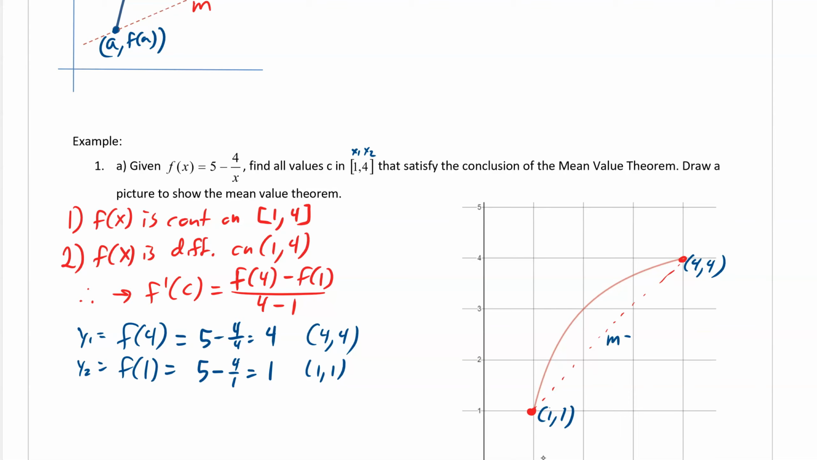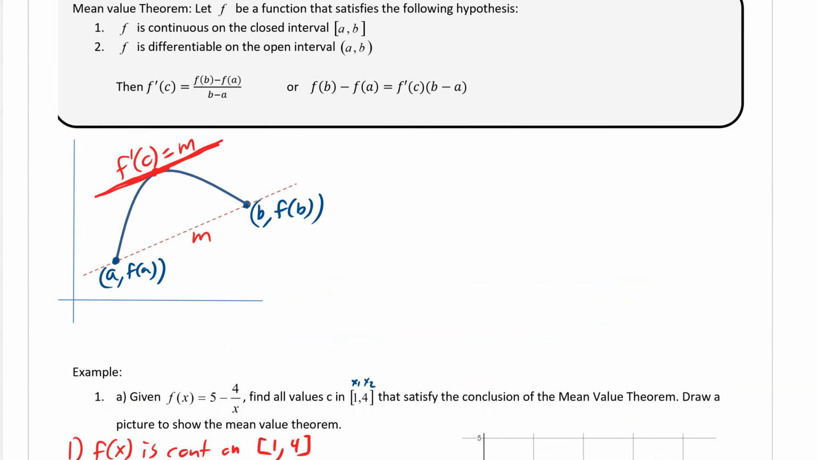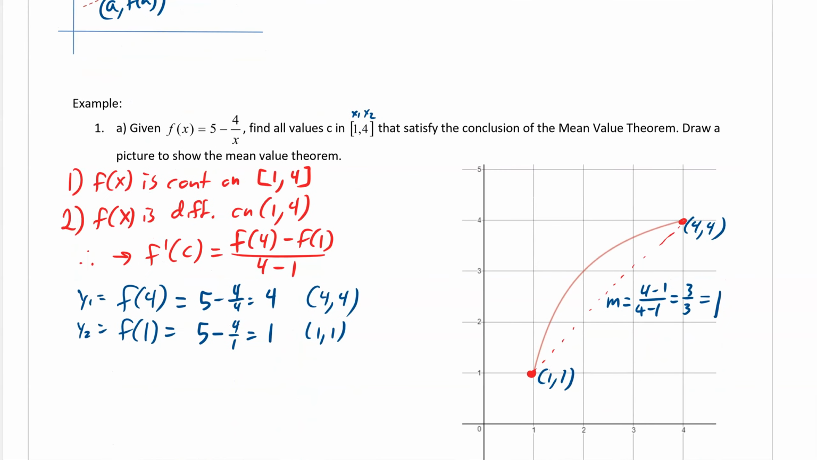So what is the slope of that line? That would be 4 take away 1 over 4 take away 1, which would be 3 over 3, which is 1. If the slope of this dotted red line right here is 1, then according to the mean value theorem, there must be some other tangent line on there that also has a slope of 1. And you can tell it's kind of there. If I draw a parallel line to it right there, you can see these two lines are parallel. So that means this derivative would have to equal 1 at that point, because that's the slope of the line created by those 2 points.